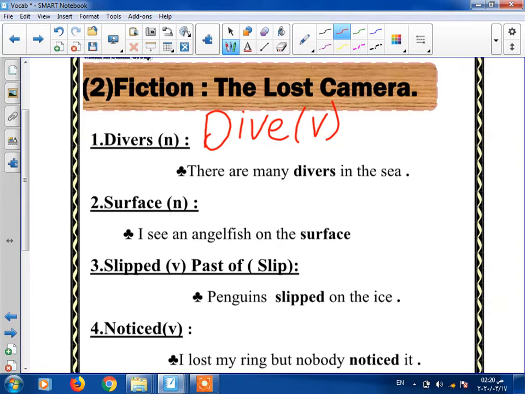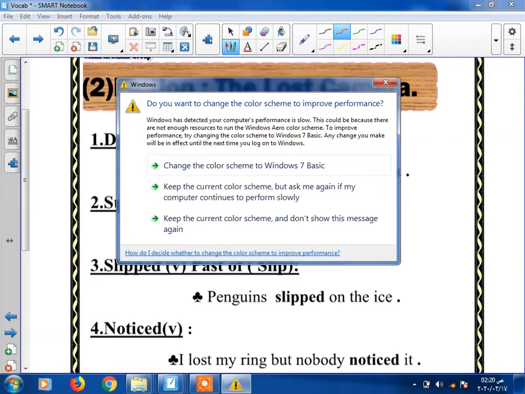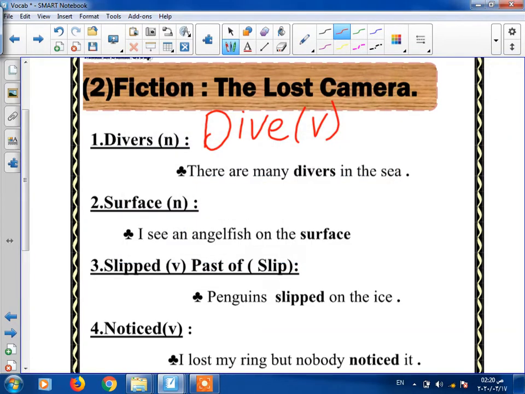Number two, we have surface. Surface means the top of the water. For example, there is wood on the surface of the water. I can see it. When anything is on the surface of the water, that means that I see it. For example, example number two, I see an angelfish on the surface.